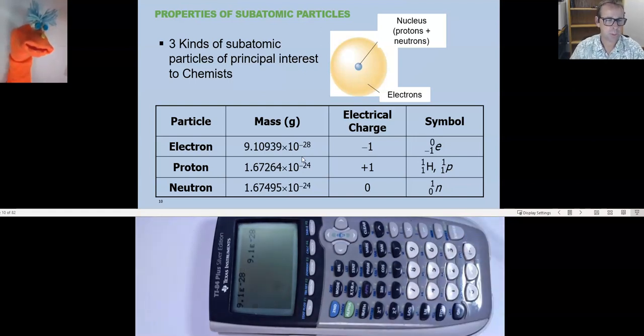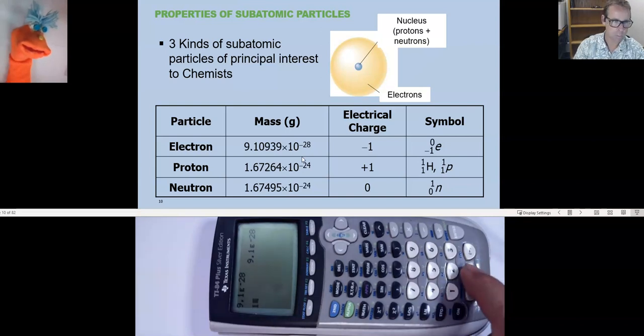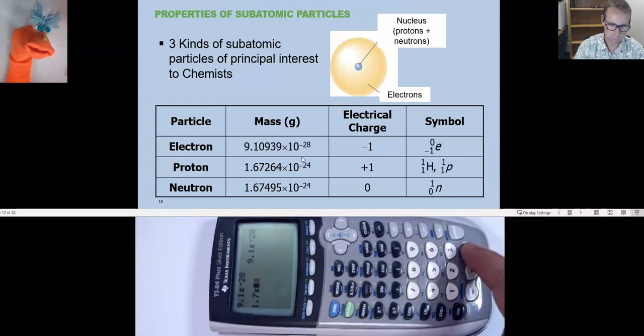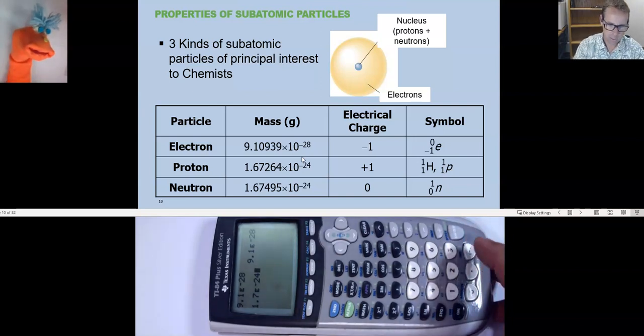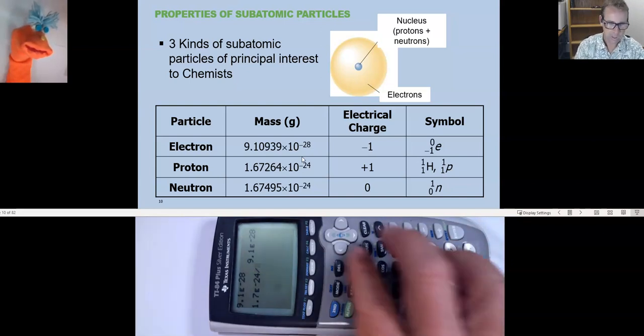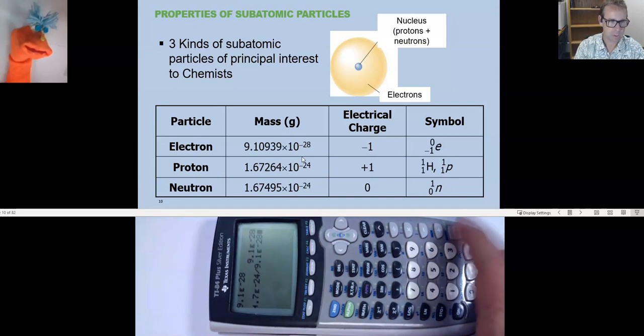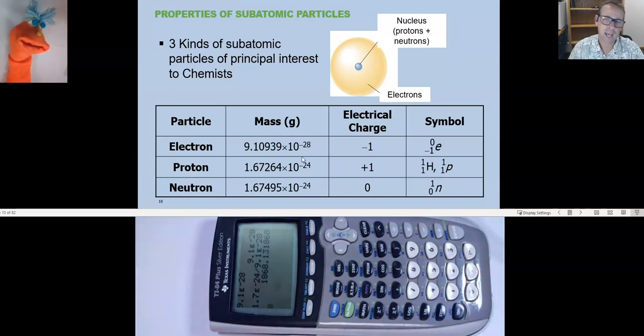Okay, so I'm going to put in now the mass of the proton, 1.7, I'll round it to, times 10 to the minus 24. Okay, and now I'm going to take that number and divide it by this number up here, and then I'm going to push enter, and we see that the mass of the electron is more than 1,800 times smaller than the mass of the proton. You see that? Yeah, I see that.